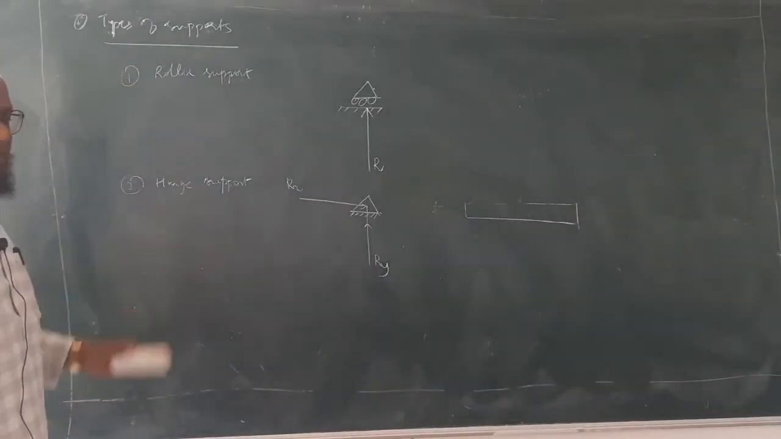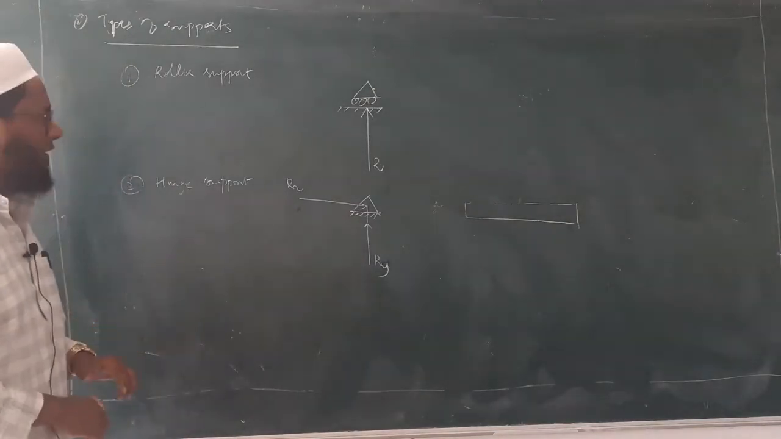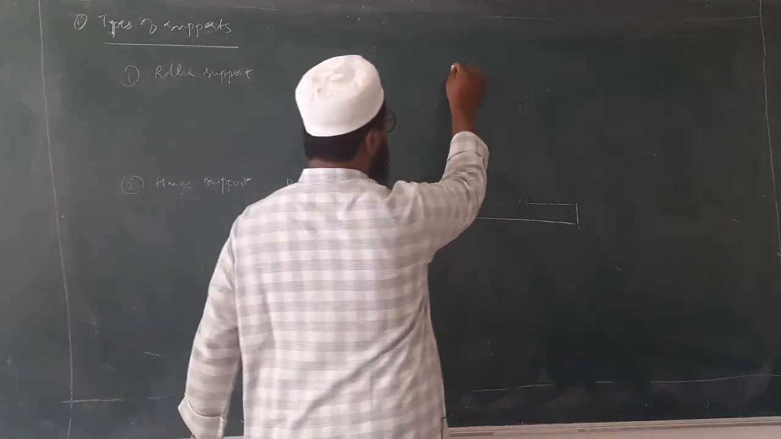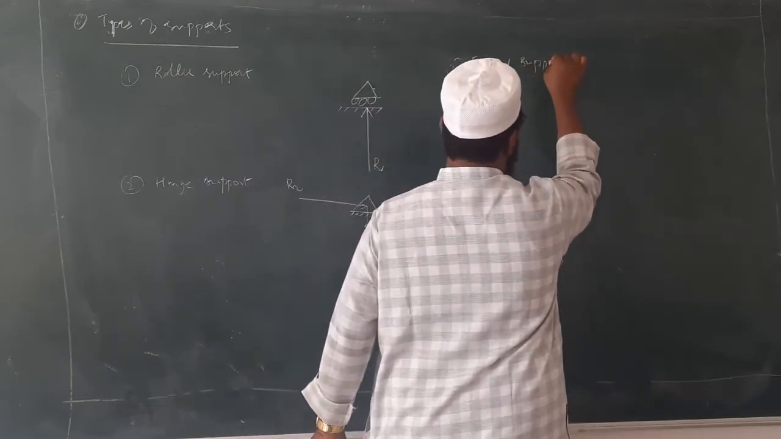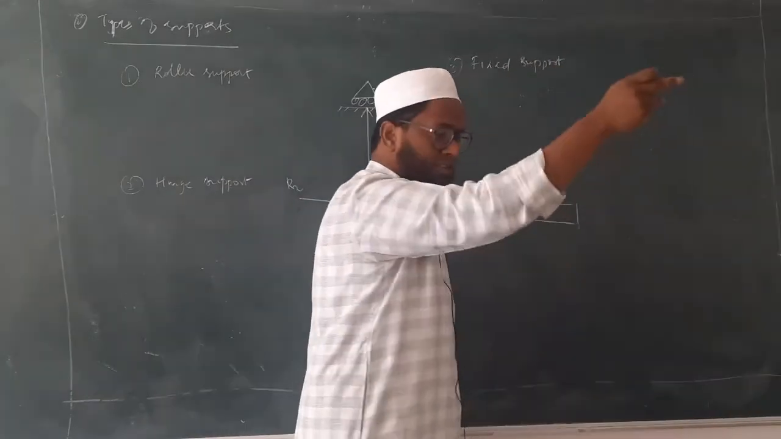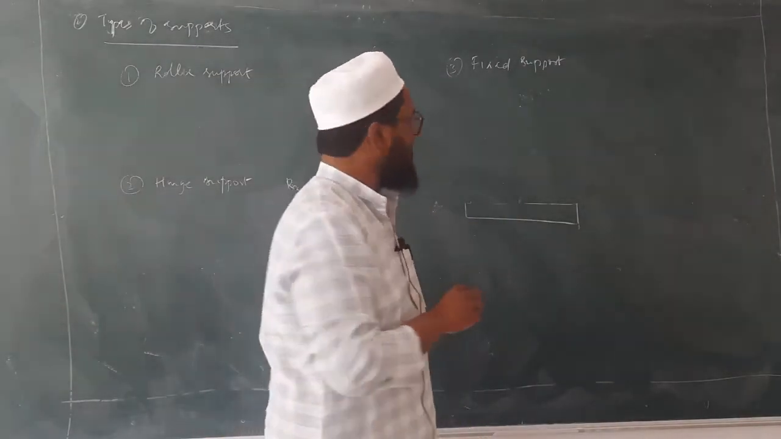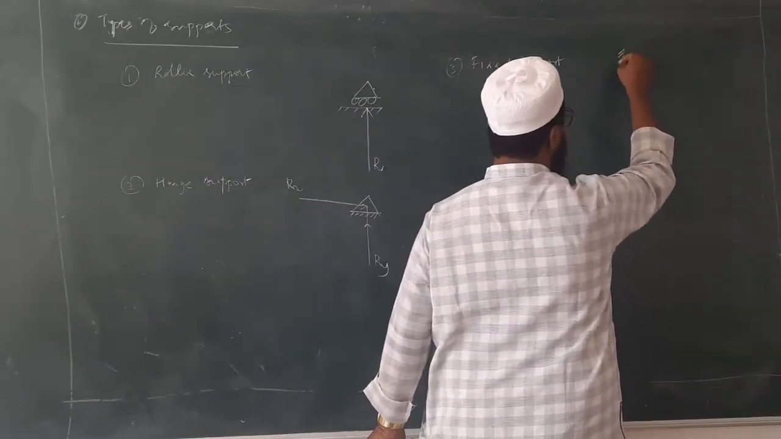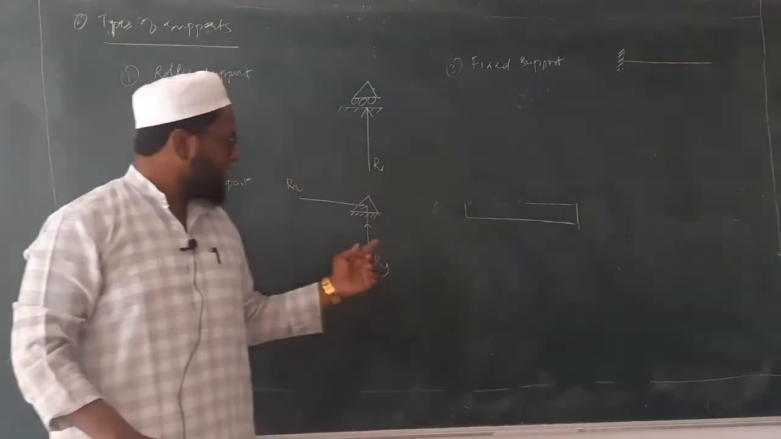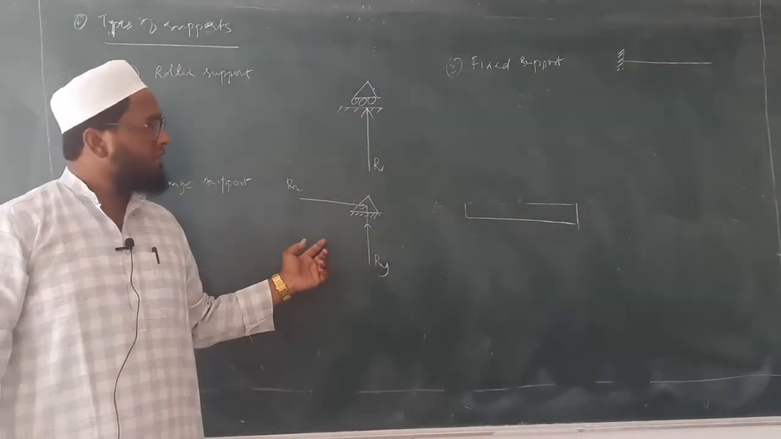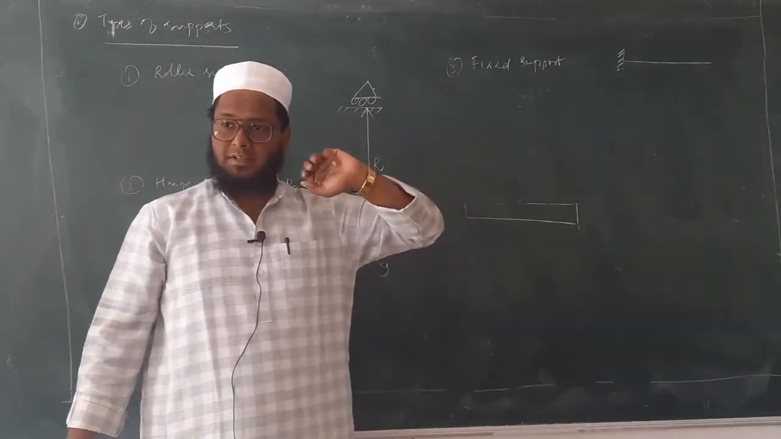Anyways, hinge support is one thing where we have two reactions. Another one I was talking about is fixed support. What do you mean by fixed support? This is nothing but your fixed support. Is it fixed or roller or hinge? It is fixed. So we denote fixed support with the help of this one. How many reactions are there for hinge support? Two reactions. For fixed support, we'll be having three reactions.